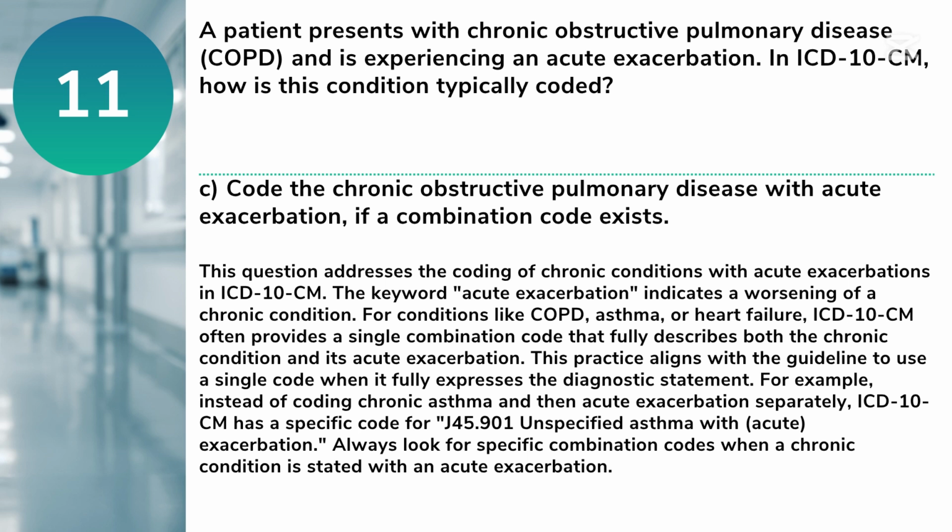For example, instead of coding chronic asthma and then acute exacerbations separately, ICD-10-CM has a specific code for J45.901, unspecified asthma with acute exacerbation. Always look for specific combination codes when a chronic condition is stated with an acute exacerbation.